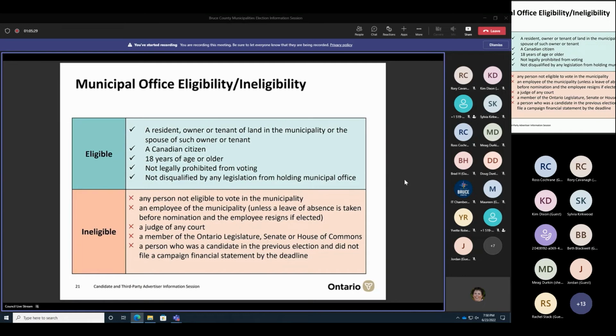Section 30, subsection 4 of the Municipal Elections Act states, if elected, he or she shall be deemed to have resigned from the employment immediately before making the declaration of office. An employee of a municipality who wants to run for office in a different municipality doesn't have to take a leave of absence or resign, but they should check with their employer to see if there are any policies that could affect them.